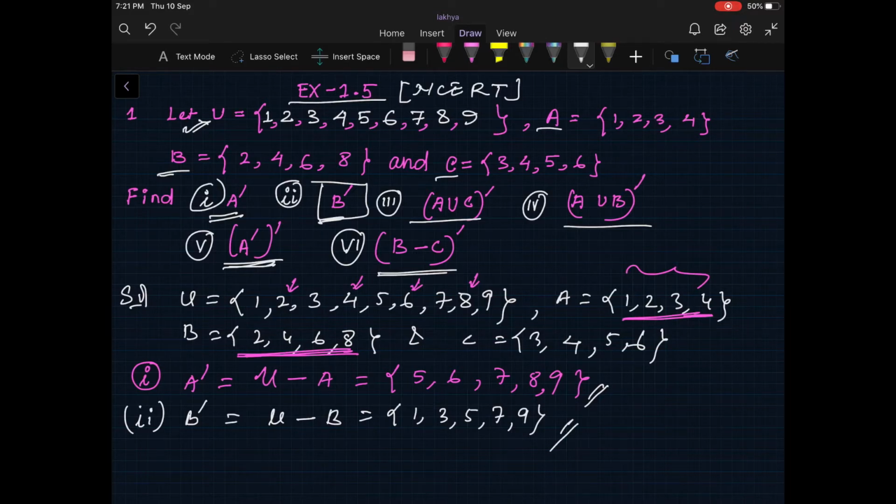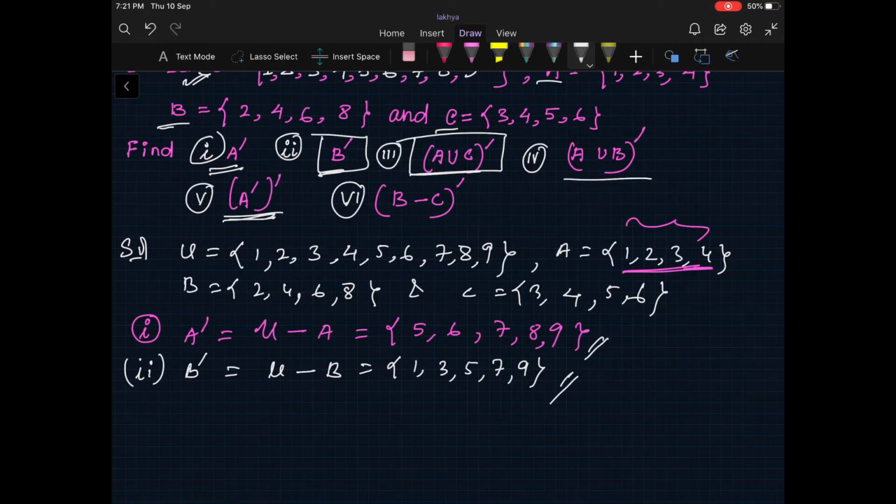Okay, this is B complement. Hope you have understood. So now what is the next one? In the next one we need to find, let me clean this first. Okay, so now we need to find complement of A union C.